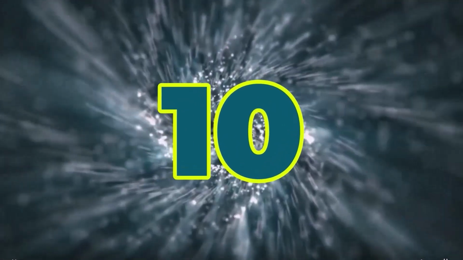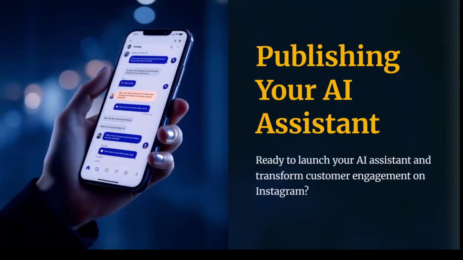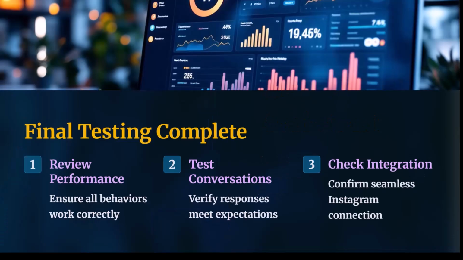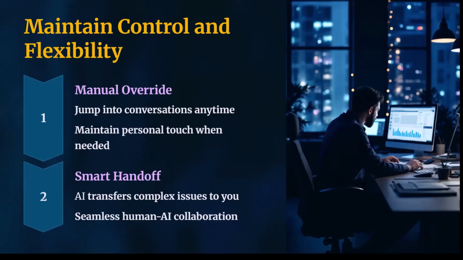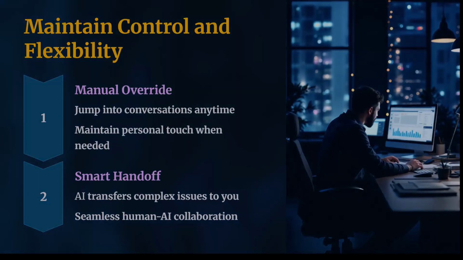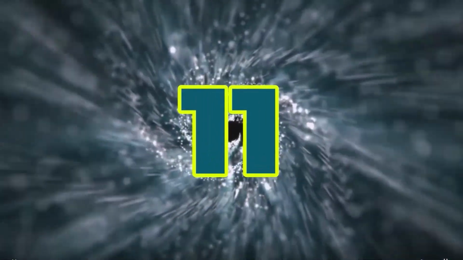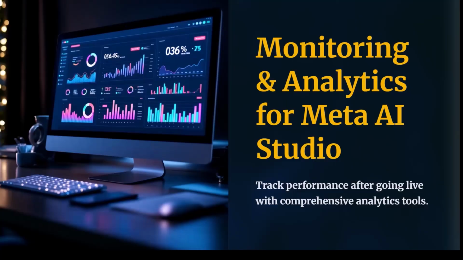Section 10. Publishing and going live. Ready to launch? Once you're satisfied with the testing, click Publish in the top right corner. Your AI assistant is now live on your Instagram account. When users message your account, your assistant will start handling conversations based on the behaviors you created. Don't worry, you can still jump into conversations manually, and your AI can even hand over the chat to you when needed.